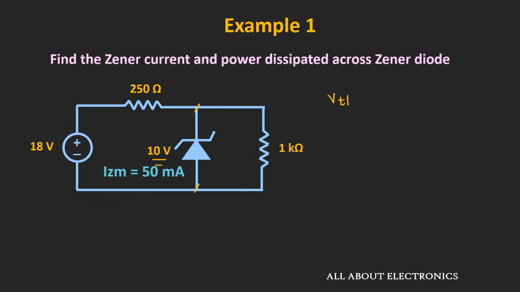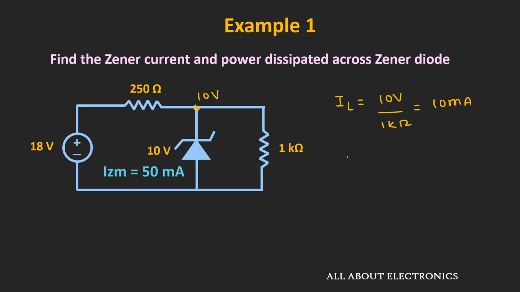So here this VTH can be given as 1 kilo ohm divided by 1 kilo ohm plus 250 ohm times 18 volt, and if we calculate the value then it will come out as 14.4 volt. As this Thevenin's equivalent voltage is more than 10 volt, this Zener diode will operate in the breakdown region, and it will provide a constant voltage of 10 volt across this load resistor. So the load current IL will be equal to 10 volt divided by 1 kilo ohm, which is equal to 10 milliampere.